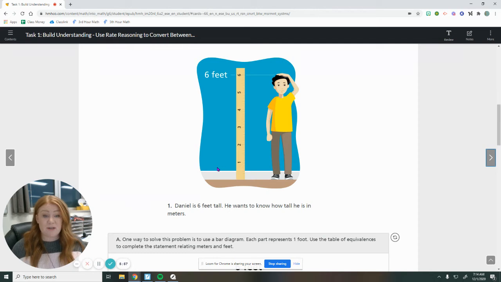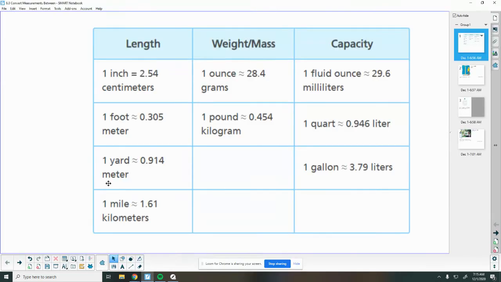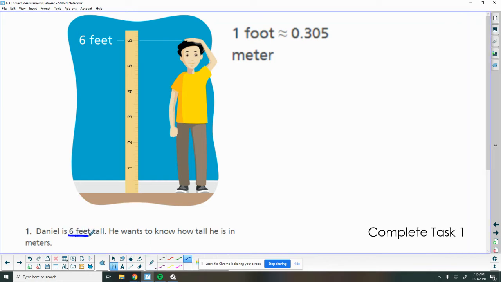Okay, so be sure that you have a paper and a pencil and that you are doing these problems with me to help yourself learn. So that is something that you'll need to record on your chart at the end. So here is our chart we are going to be using. So task number 1 here says that Daniel is 6 feet tall. So we know we're talking about feet here. And he wants to know how tall he is in meters.